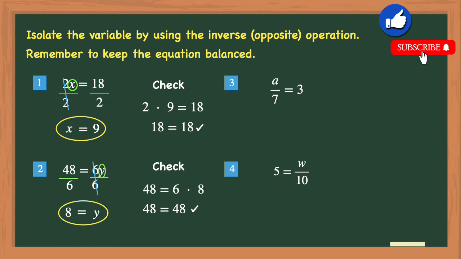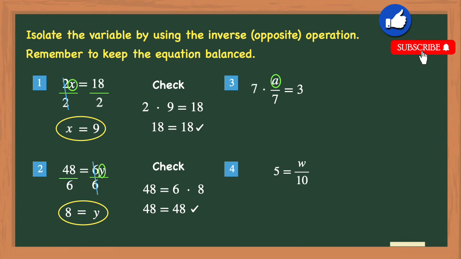We'll start again by identifying the variable of a. Since the variable is being divided by 7, we need to undo this division by using the inverse operation of multiplication. So starting on the left side of the equation with the variable, we will multiply by 7.